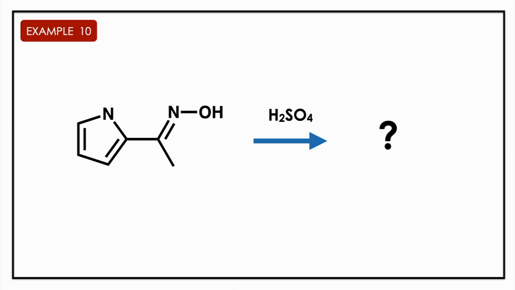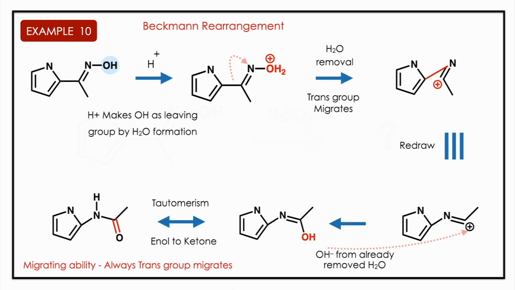Then the next example, you have pyrrole, in the side chain you have hydroxylamine, and you are using sulfuric acid. You should find what will be the final product. Here there is an oxime in the side chain, so Beckmann rearrangement is possible in acidic condition. You are using the acid.